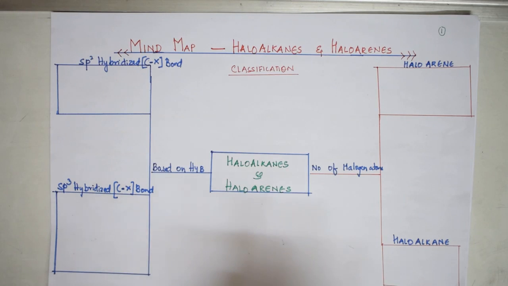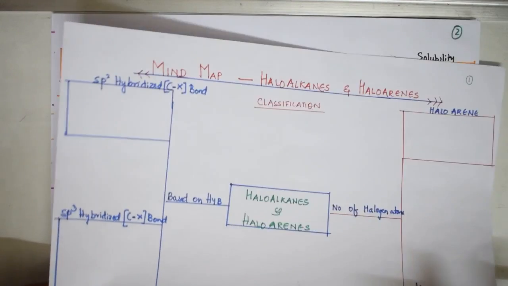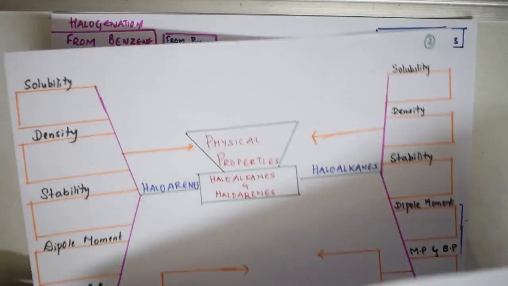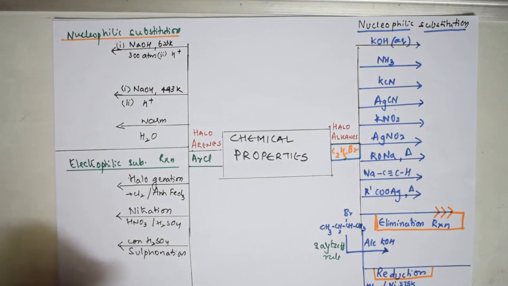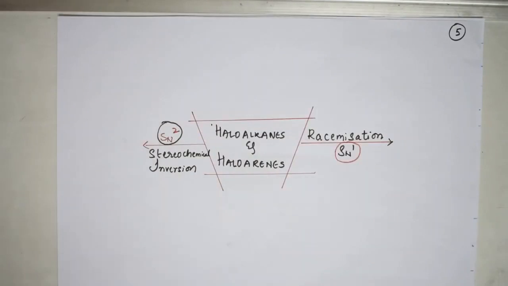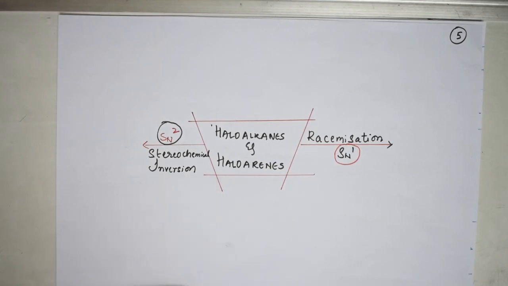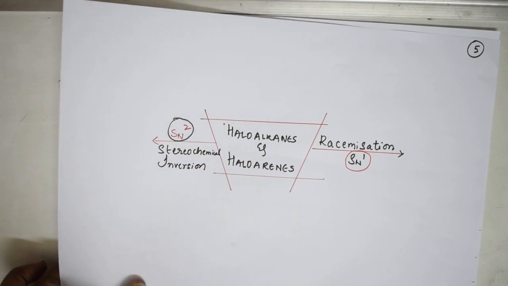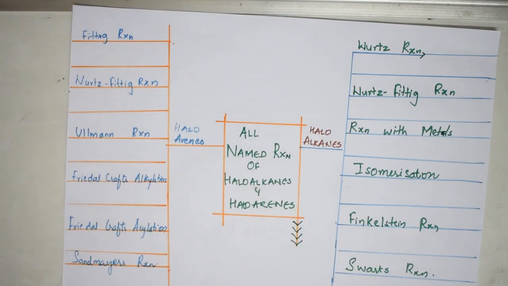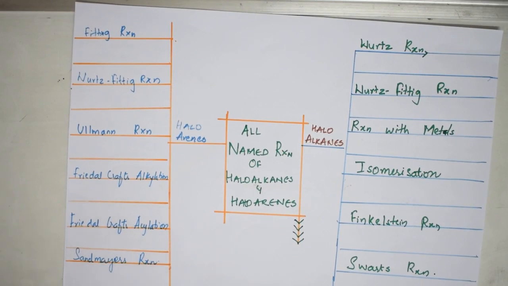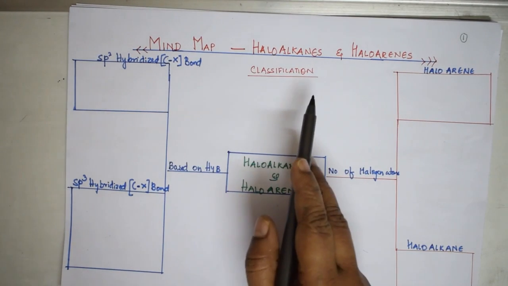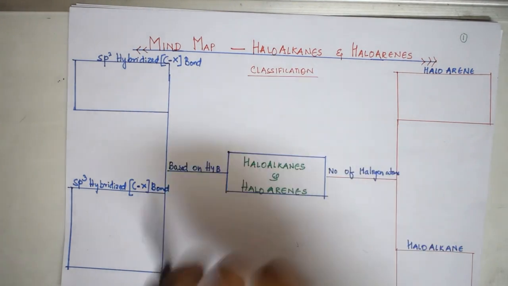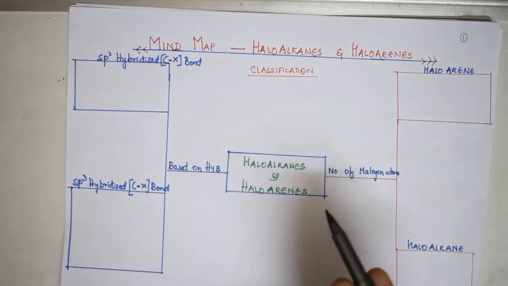So whenever you're studying haloalkanes, haloarenes, as I have divided, we have classification done, and then I have physical properties, then preparations which are framed together, then chemical properties which are framed together, then racemization, that is your stereochemistry, then the name reactions, and last would be the polyhalogen compounds. Let's start off. Right, so when I have to speak about the classification of haloalkanes, haloarenes, the first important thing, let's see how they are classified.